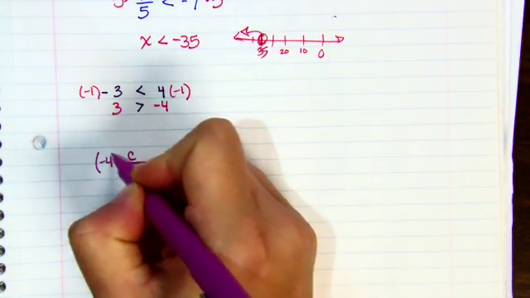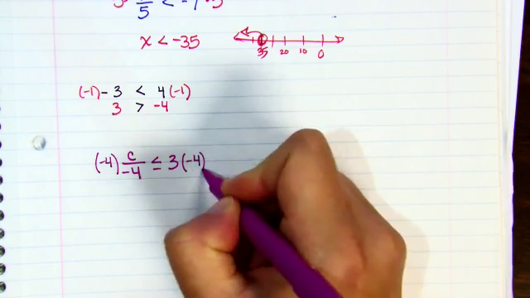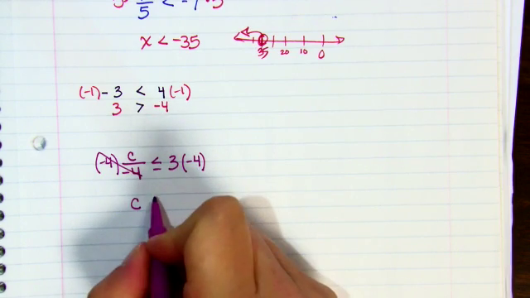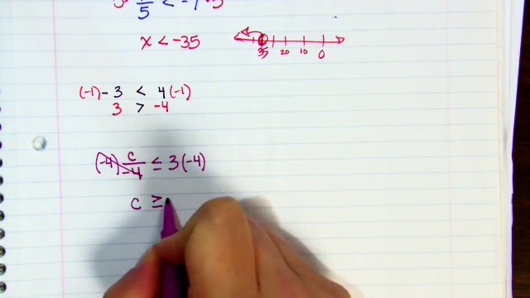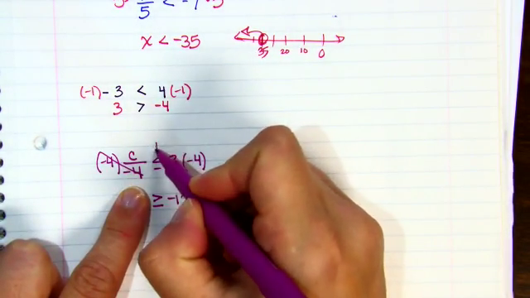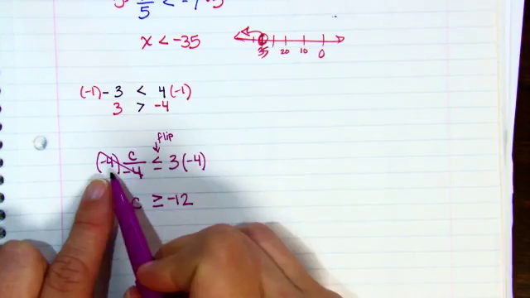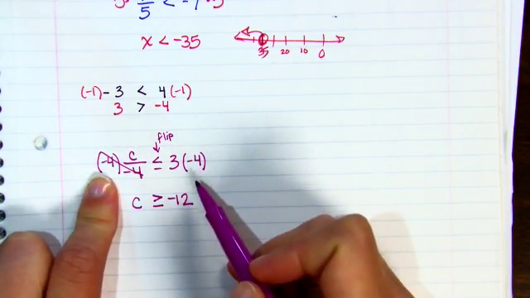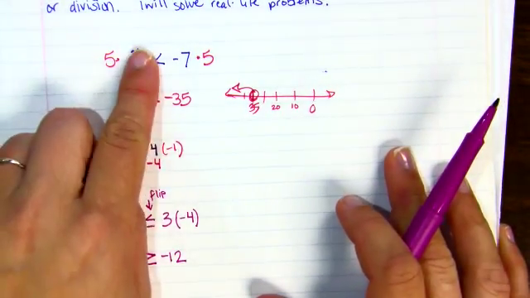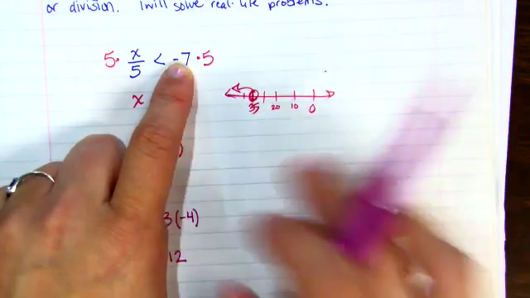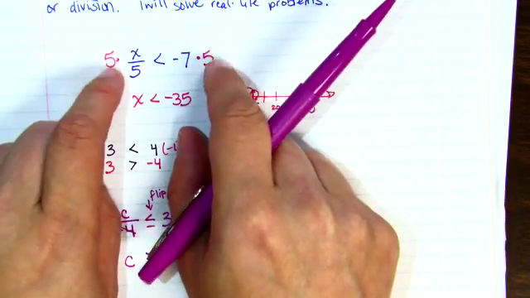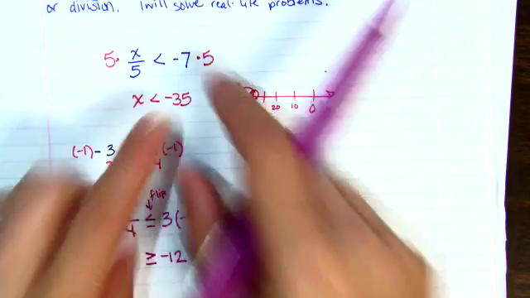So I multiply this side by -4, and multiply this side by -4. So -4 over -4 is 1. That tells me that c is greater than or equal to -12. So I had to flip the symbol because the number that I was multiplying each side by was negative. Now, you'll notice back up on the previous problem, there was a -7 there, but that wasn't the number that each side got multiplied by. Each side was multiplied by 5.